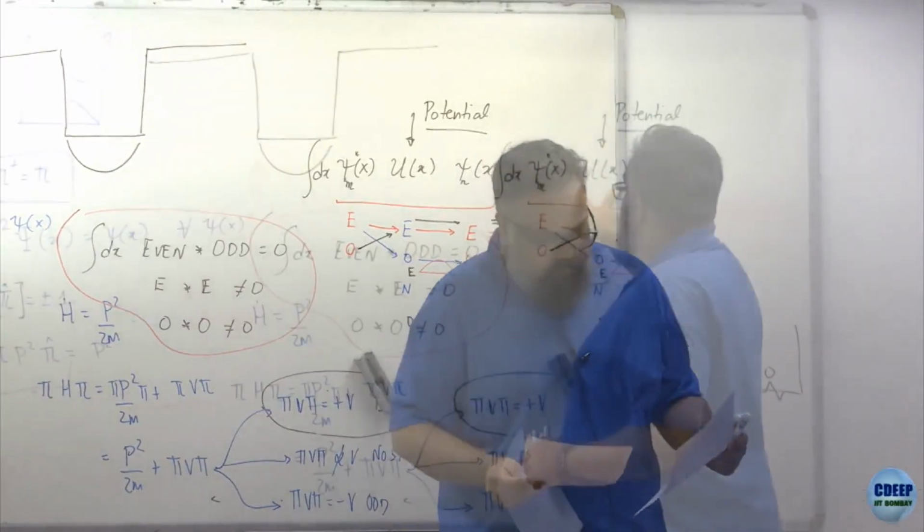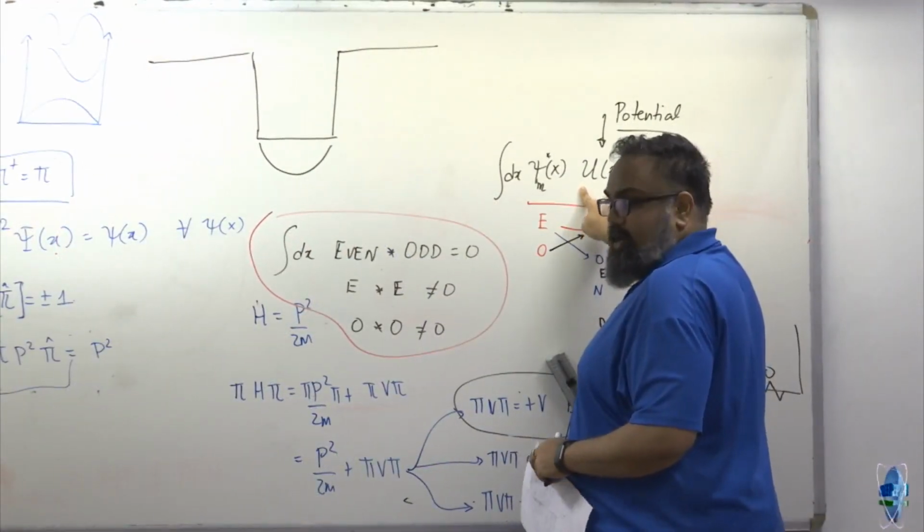Okay, questions or comments? This operator is d by dx. Okay.